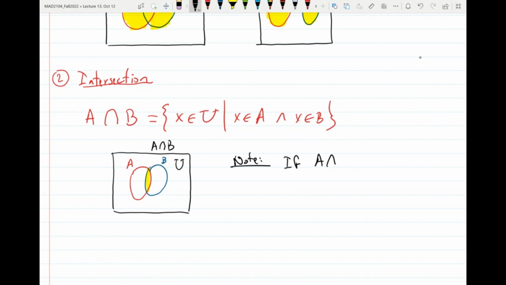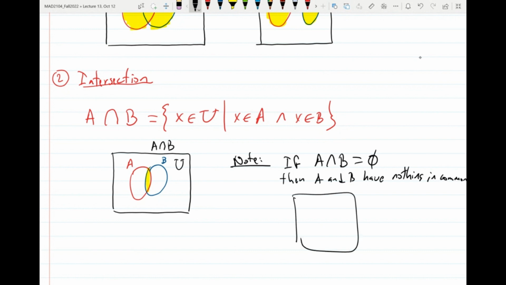So note, if A intersection B is empty, what does that mean? When we say that the intersection is an empty set, that means that A and B have nothing in common. They have no common elements. For example, the picture is this one, like the one that I drew above. If this is A and if this is B, then you don't shade anything because they have nothing in common. Do you understand this? There's no overlapping part. We have a name for this. When this happens, we say that the sets are disjoint.